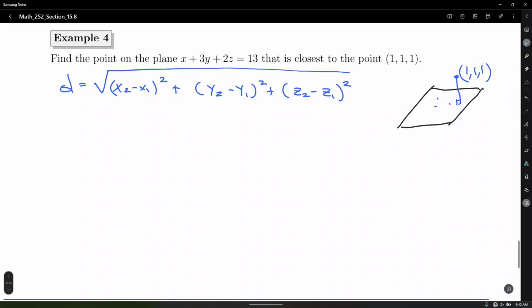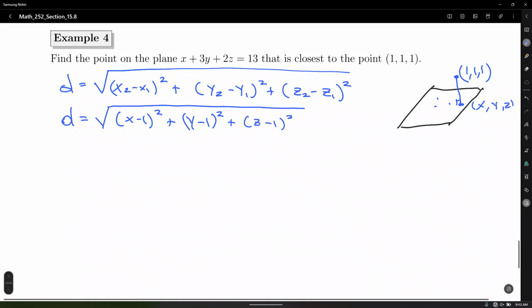But we're not going to use the angle at all. So this is just some random point that I'm going to call x, y, z. The idea is to find the distance between that point and the given point 1, 1, 1. D equals the square root of x minus 1 squared plus y minus 1 squared plus z minus 1 squared.